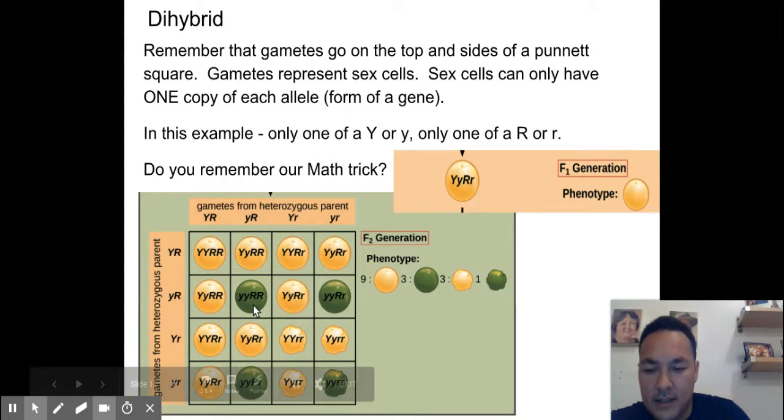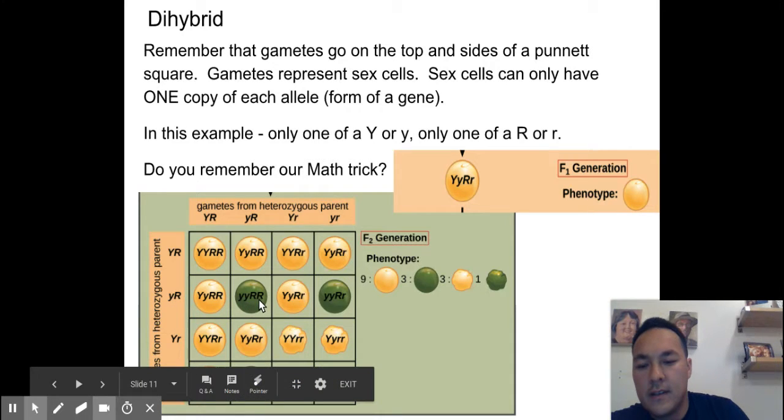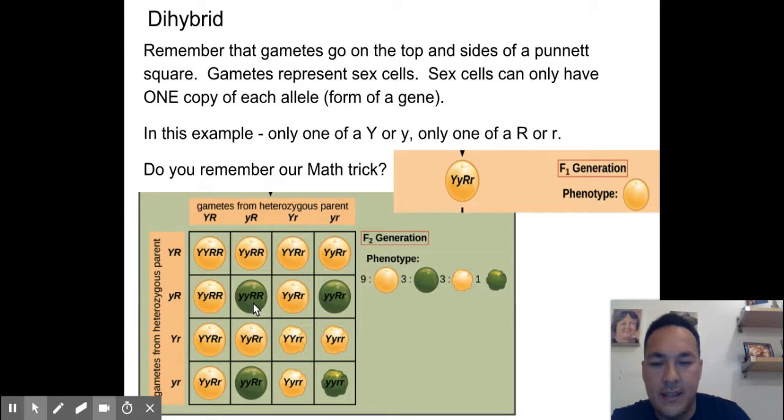So let's look at this box. Little y, big R, little r. So we know that it is a green round seed. So Mendel did this, and he did it repeatedly with different traits, and he always got this 9 to 3 to 3 to 1 ratio. And that's important, right? That is what we'd expect if these genes segregated independently of each other. In other words, if they behaved autonomously or weren't hooked up to each other. They could behave however they wanted to.